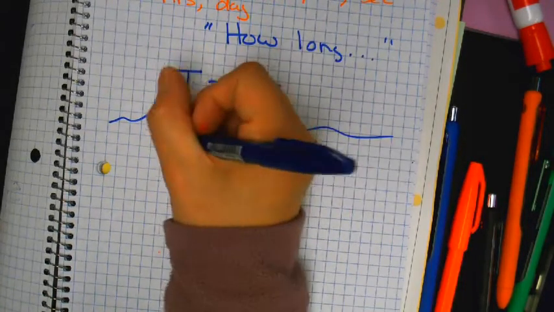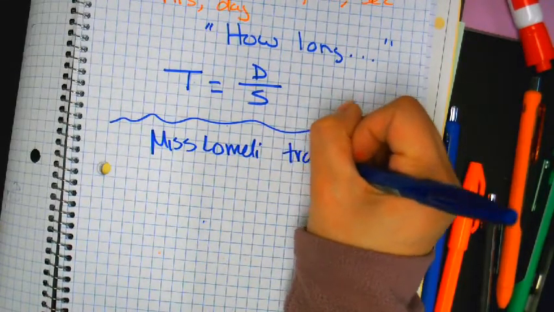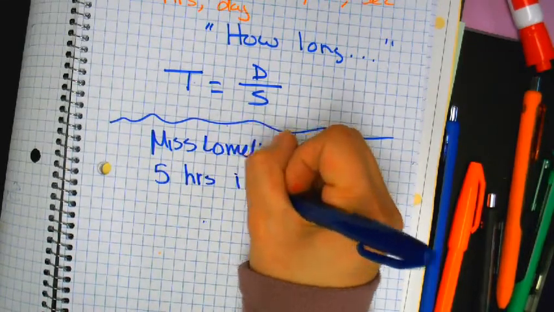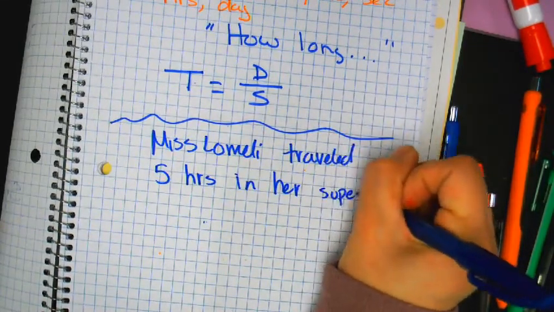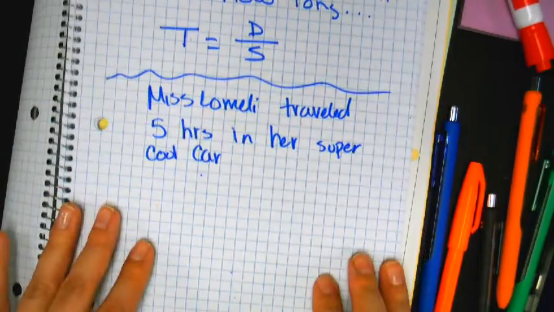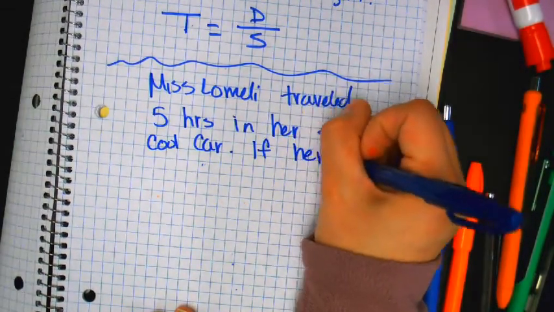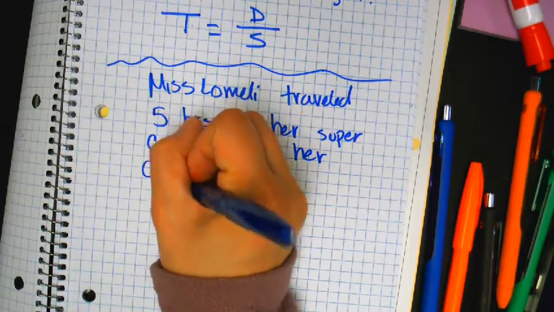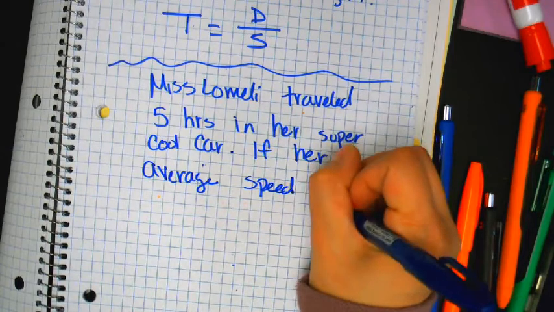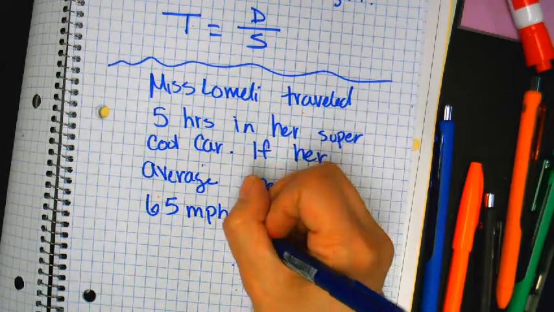Okay, Miss Lamelli. Hey, that's me. Miss Lamelli traveled 5 hours in her super cool car. Remember the car that I borrowed money to pay for last week? She borrowed $500 to buy a Nissan. Her average speed was 65 miles per hour.